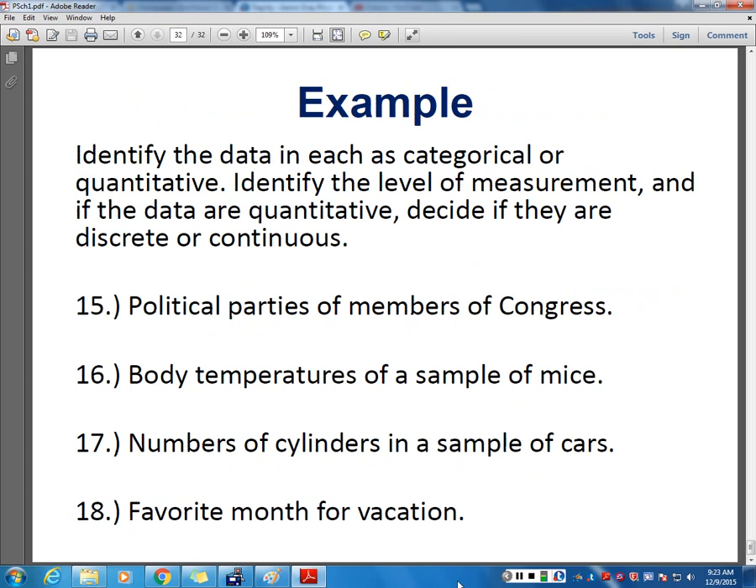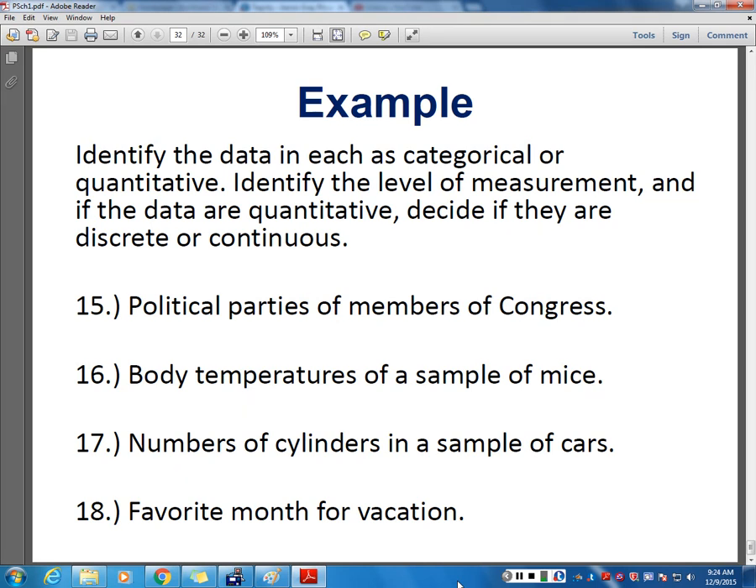Well, in the next few examples, we'll identify the data in each as categorical or quantitative. We'll identify the level of measurement, and if the data are quantitative, we'll decide if they're discrete or continuous. Number 15 is the political parties of members of Congress. Political parties are categorical. You can't measure or count those. And the level of measurement is nominal. There's no inherent order. So categorical and nominal.